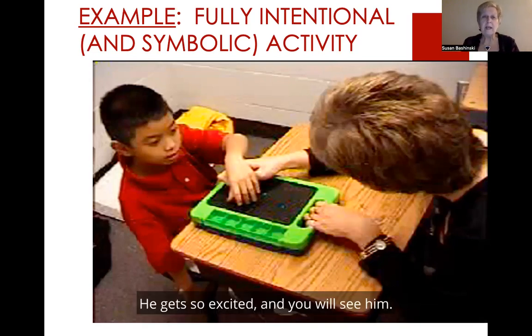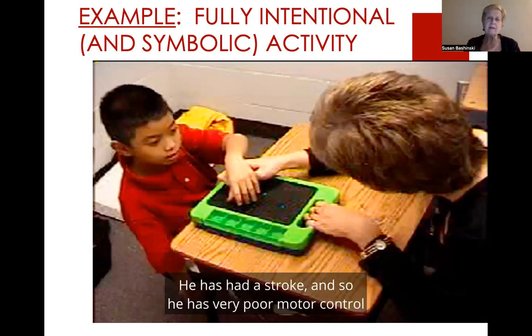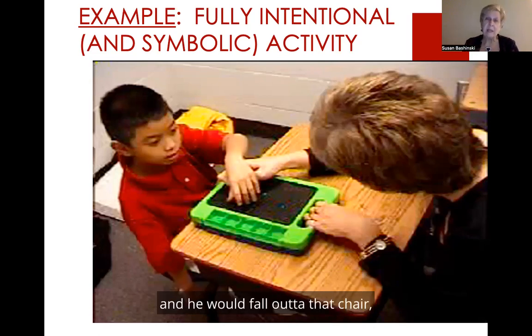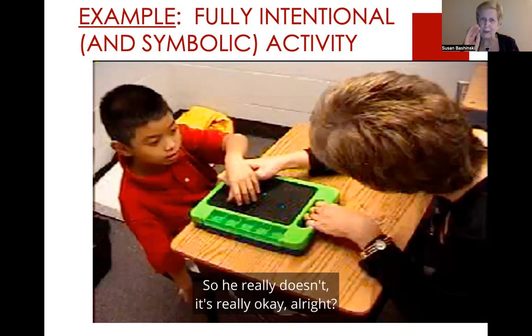He gets so excited, and you will see him. He gets so excited, and his motor control is not good. He has had a stroke, and so he has very poor motor control on one side of his body, and he would fall out of that chair. And he doesn't mind that belt for support. So he really doesn't. It's really okay.